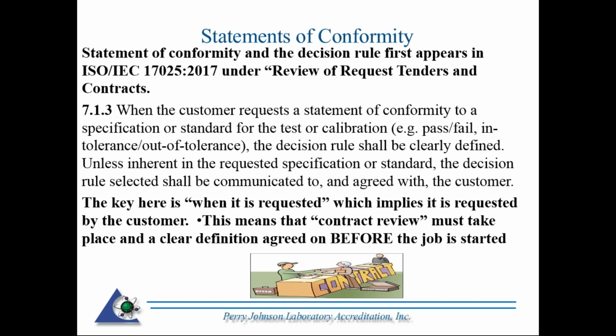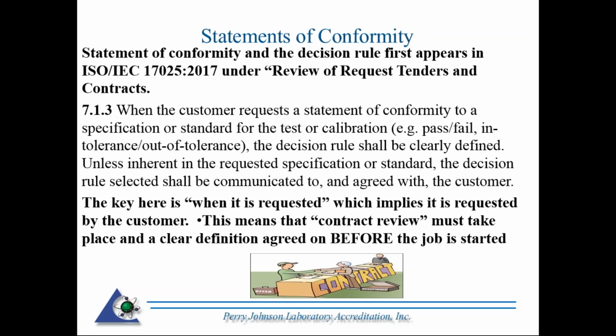Okay, so we're going to look here at review requests, tenders, and contracts, because the 2017 standard addresses the whole concept of statements of compliance and decision rules up front. That's different from the 2005 standard. So whatever you elect to do with a statement of conformity, as you can see here, requirement 7.1.3 is written verbatim from section 7.1, review of requests, tenders, and contracts. It needs to be discussed and agreed to by both parties.